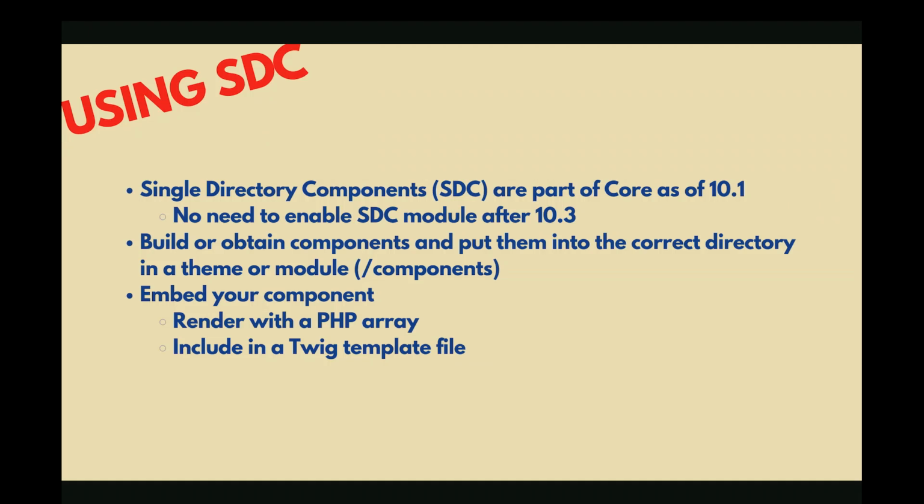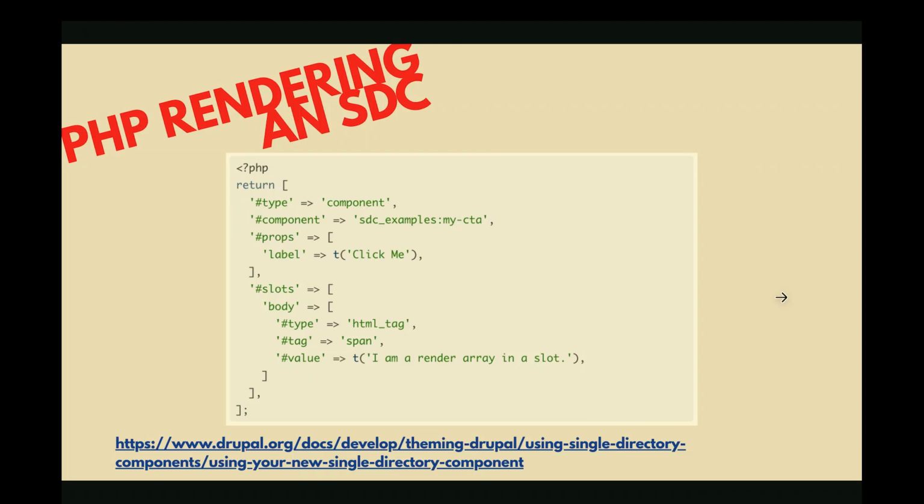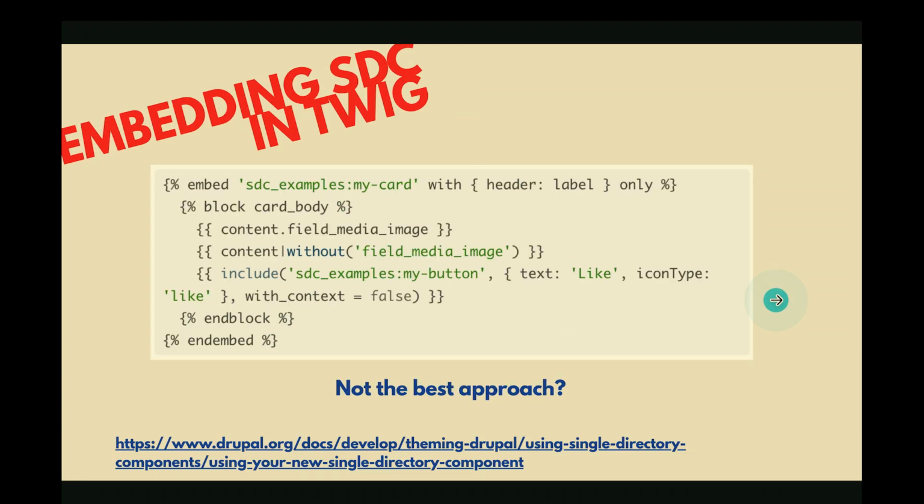When you go to embed your component, you can either render it with a PHP array or include it in a Twig template file. This is what it looks like in the examples that are online for PHP rendering as an array. Should be familiar for anybody that's worked with theming in Drupal 7 and beyond. This type of array, you give it the component name up here, and then you fill out the props in the slots as required.